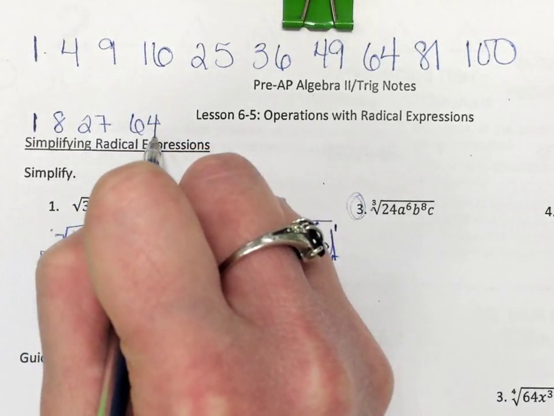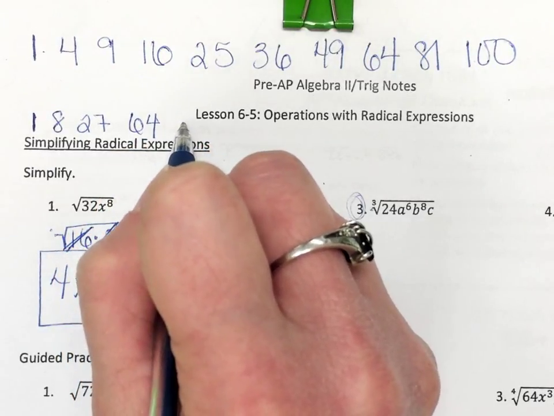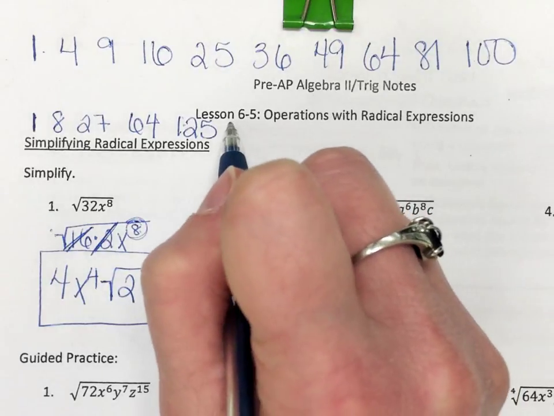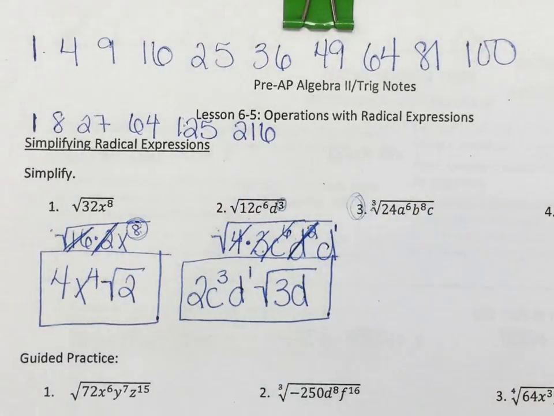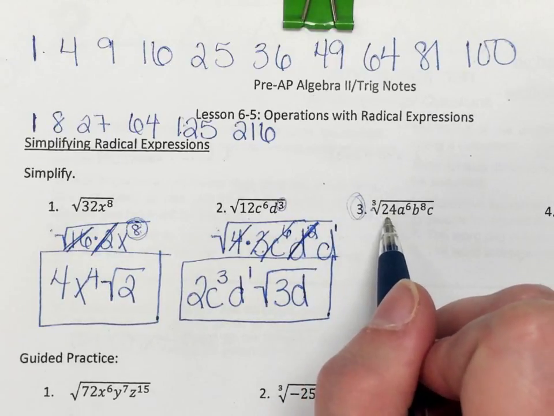64. How'd you get that? 4 times 4 times 4, right? Use your calculator. The next one's 5 times 5 times 5. How much is that? 125. Let's do one more. What's 6 times 6 times 6? 216. Okay, y'all okay so far? All right, 24. Is 24 on that list? No, it is not. 27 is.